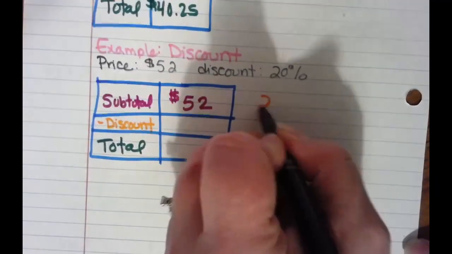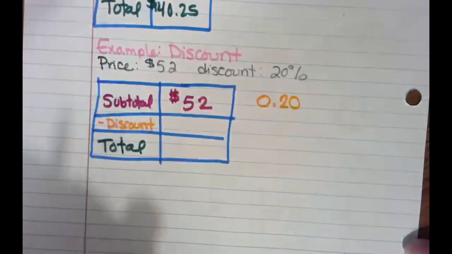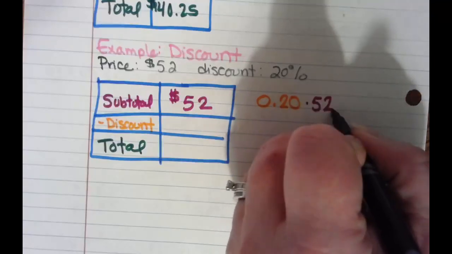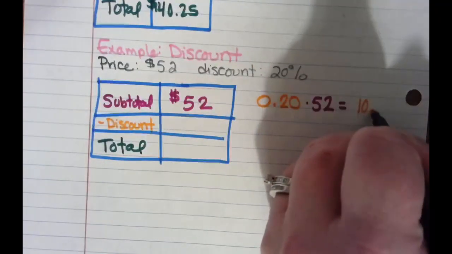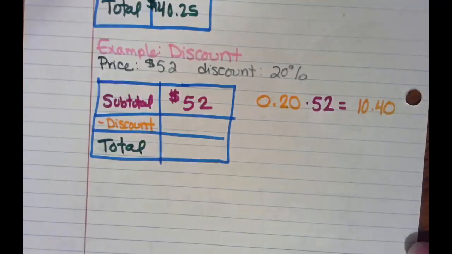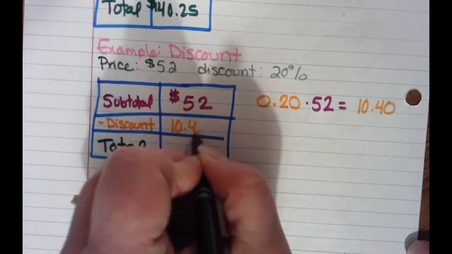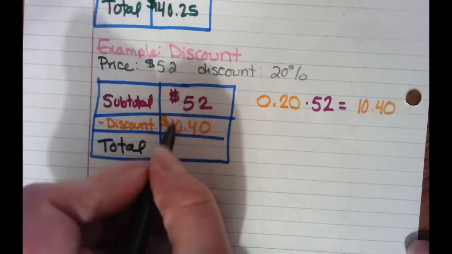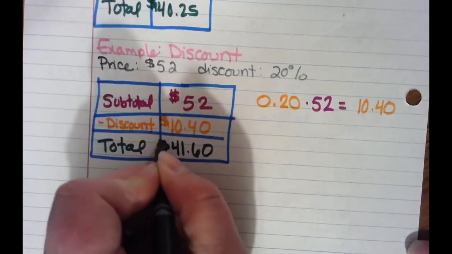So again, 0.2, you could think of it as 0.20, but remember we don't actually need that additional 0, times my original amount is going to give me my discount amount. So if I did that in my calculator, 0.2 times 52, I get 10.40. Okay, and then all I have to do is remember this is subtracting that because it's a discount, so I end up with 41.60.